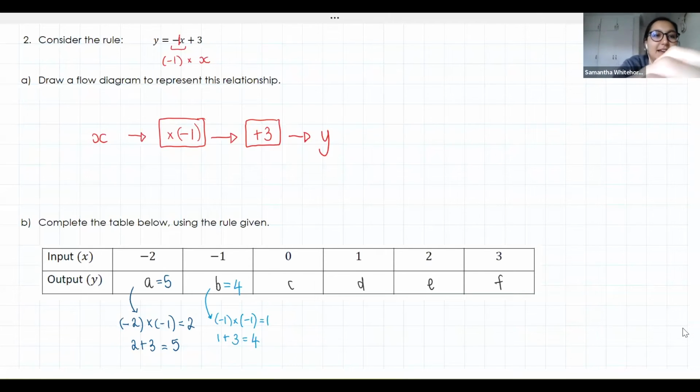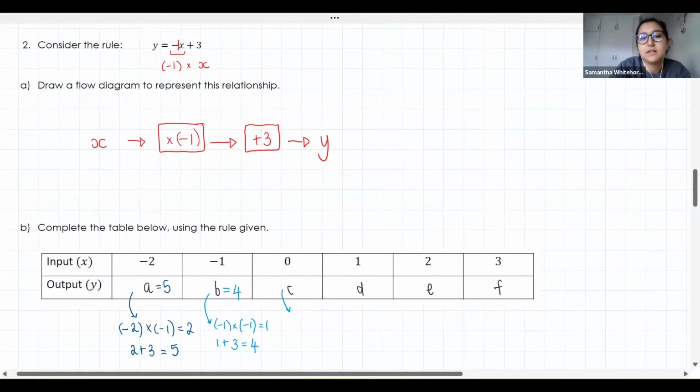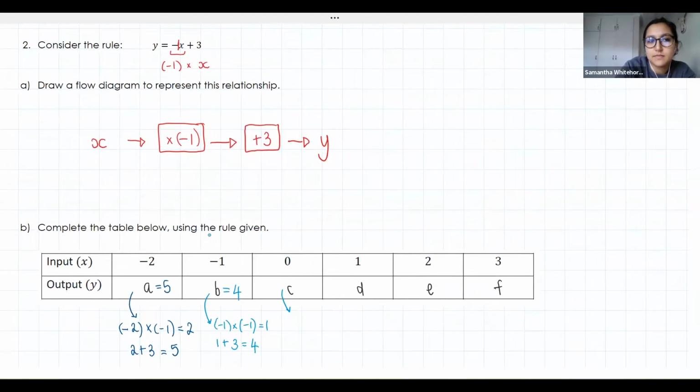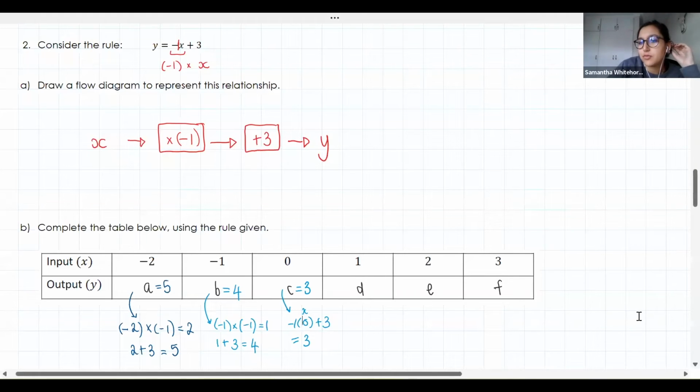Hi, ma'am. So what I did for number C is that firstly I used the rule. Then I put the 0 first, the bracket -1 plus 3. Then while I calculated that, it gave me an answer of 3, ma'am. Perfect. Right, so guys, we can use a rule as well. Remember, I said that to you. So our rule was y equals -1 times x plus 3. -1 times 0 is 0, so 0 plus 3 is 3. So C should be 3.